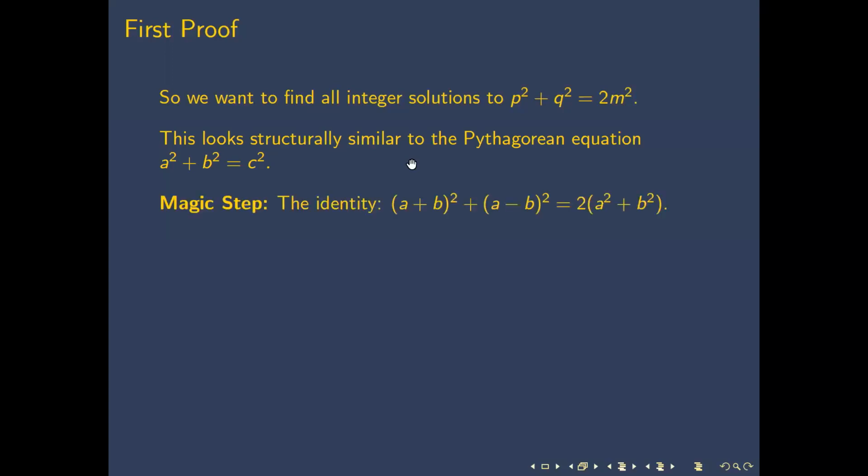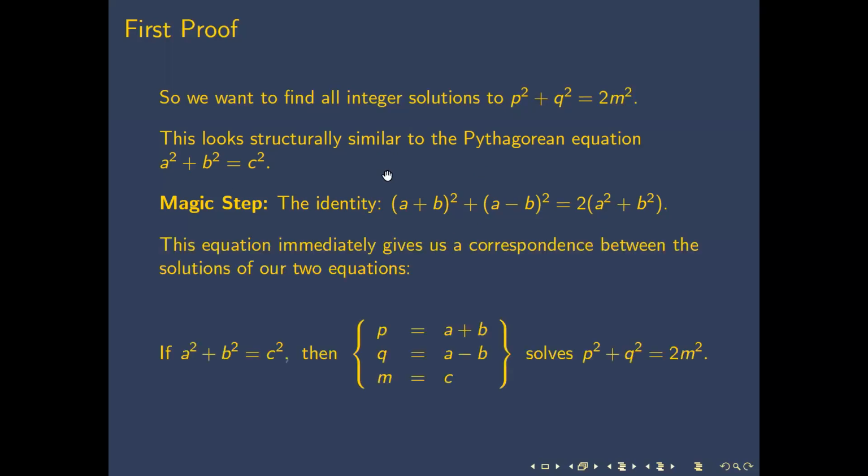So the name of it's the parallelogram law, but you can just check it by distributing and combining like terms. So (a plus b) squared and (a minus b) squared, if you combine all those like terms, you'll get 2 times (a squared plus b squared). And that connects these two equations, because if you give me a solution to the Pythagorean equation, all I have to do is set p equal to a plus b and q equal to a minus b and m equal to c. Then this parallelogram law here says exactly p squared plus q squared equals 2 times m squared.